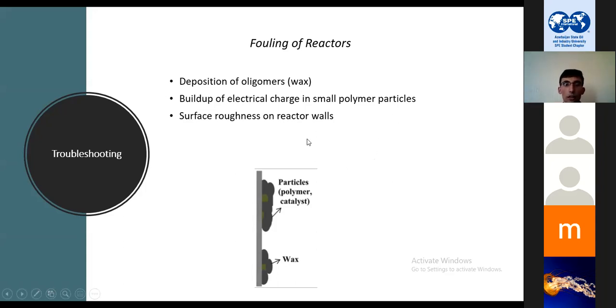And also the reactor wall surface cannot be perfect, so a little bit of roughness on the reactor walls can cause this problem as well. We haven't actually experienced this problem, but we have another plant, a high density polyethylene, HDPE manufacturing plant. They have faced this issue, so I've heard about it, but we've not experienced it personally. So try to put it here.